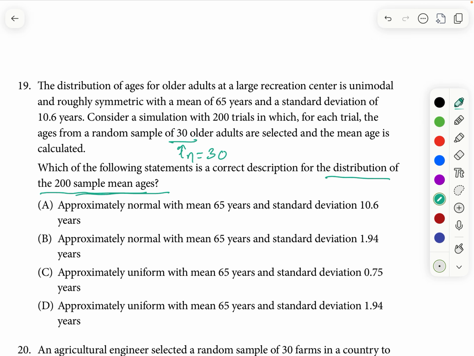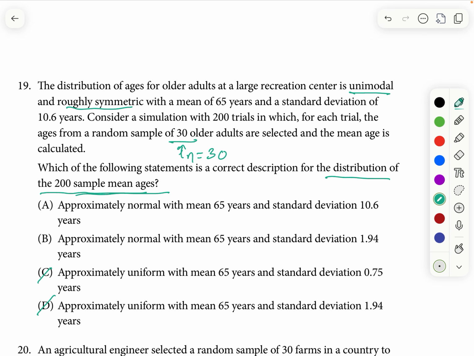Well, we know that when n is large, so 30 or higher roughly, the central limit theorem says that the distribution of the sample means is approximately normal. And in this question, it actually says unimodal and roughly symmetric. So if the population distribution is normal, you don't need the central limit theorem to tell you that you have a normal distribution. So either way, the distribution of the sample mean ages is normal, so it's certainly not uniform. And the mean of the sample distribution is equal to the population mean.